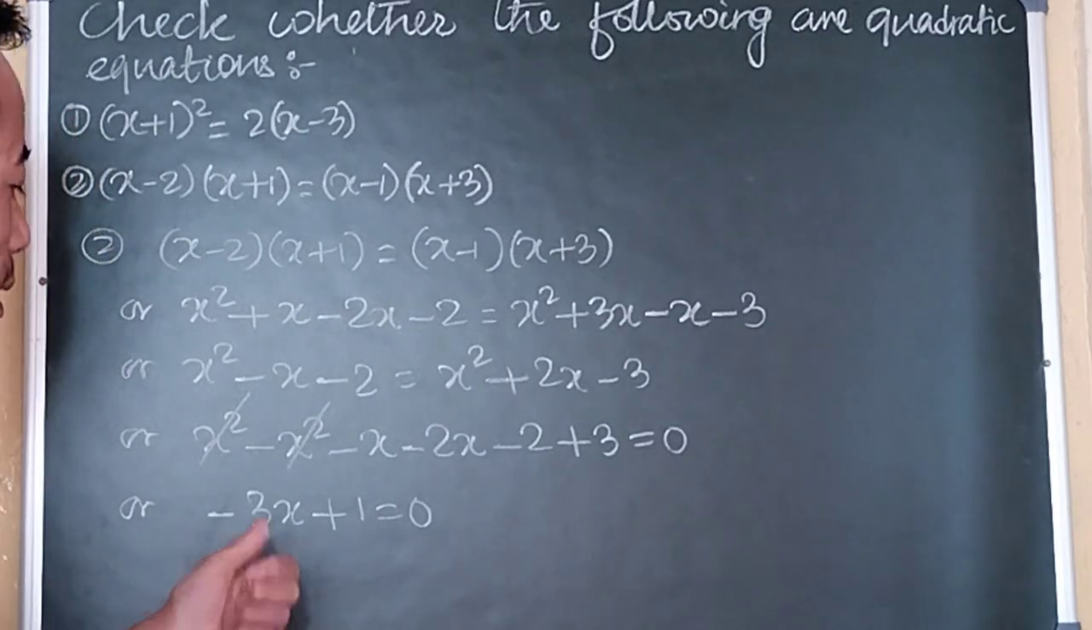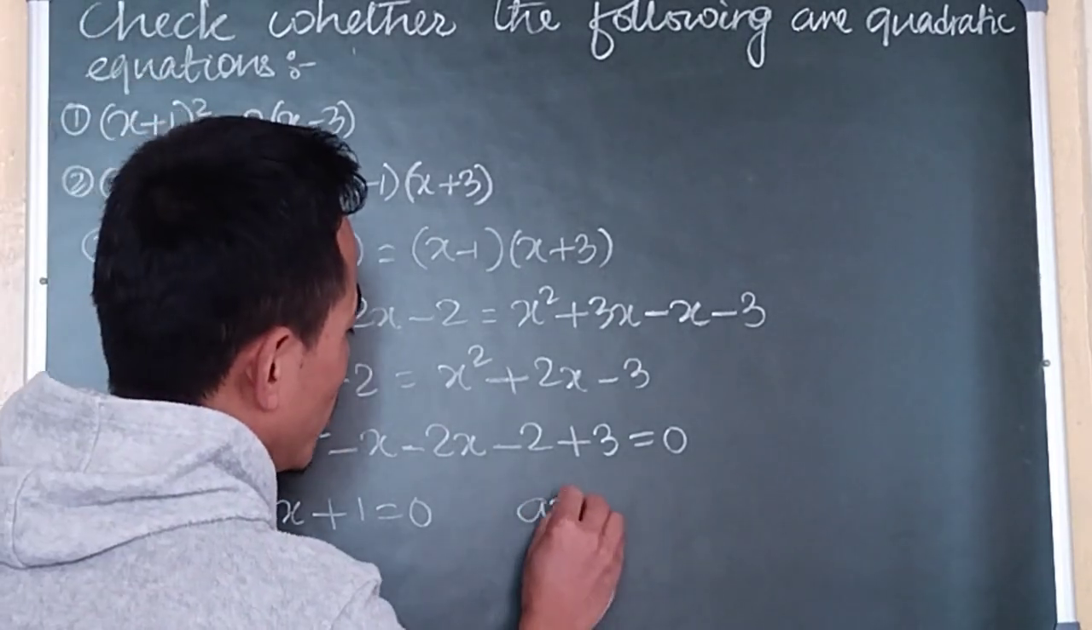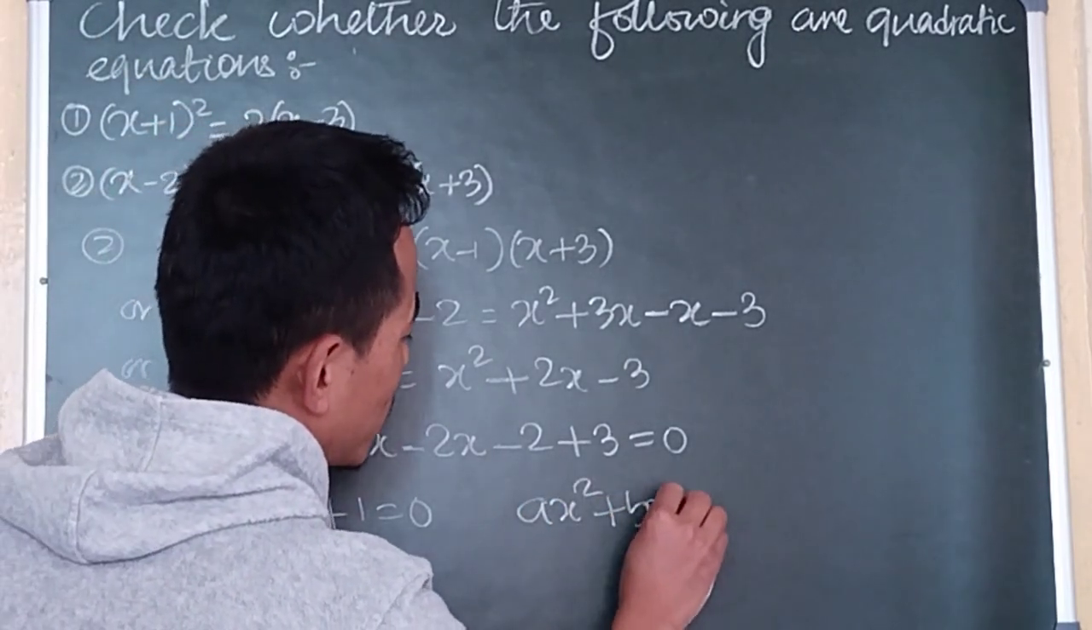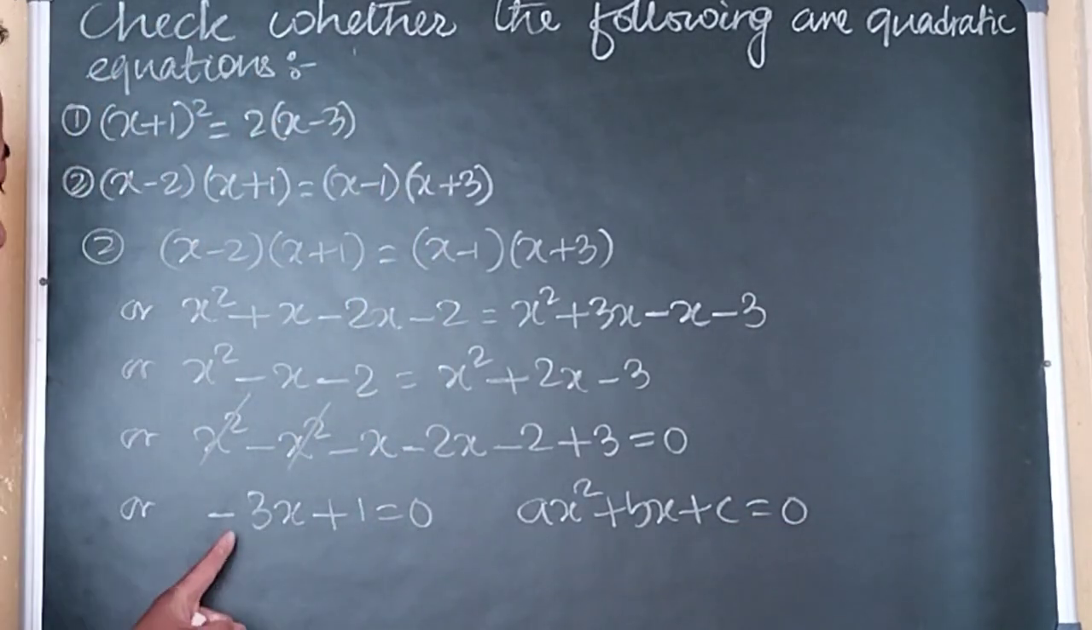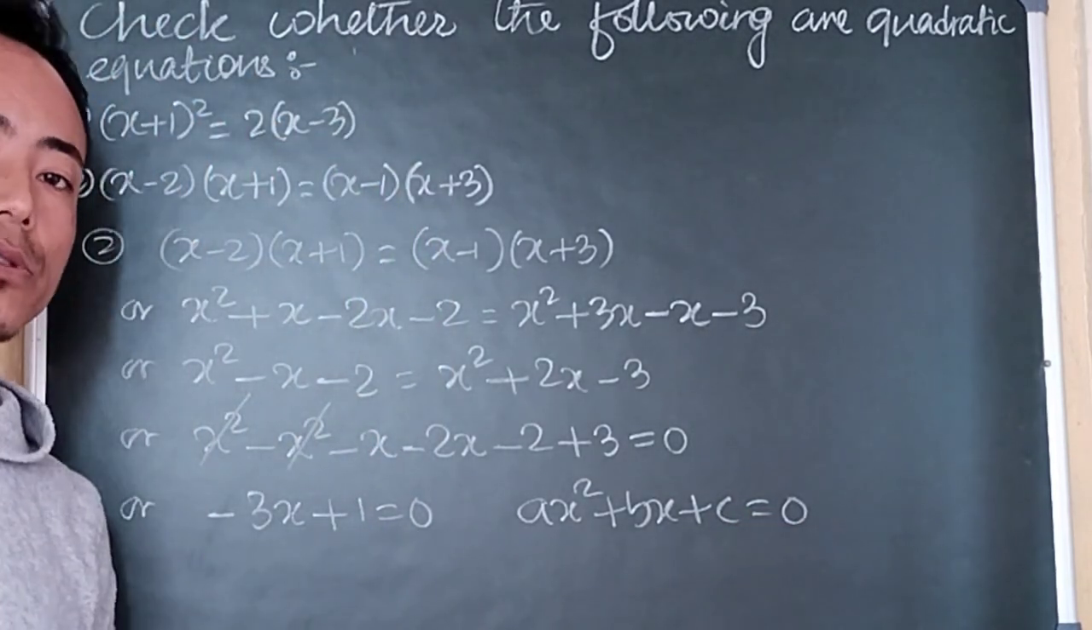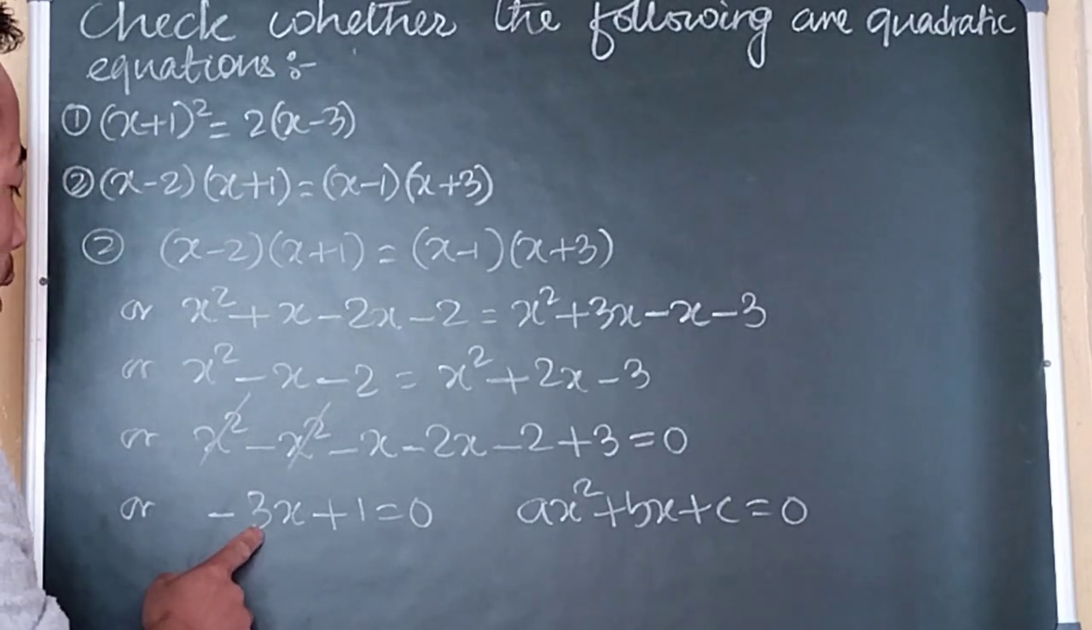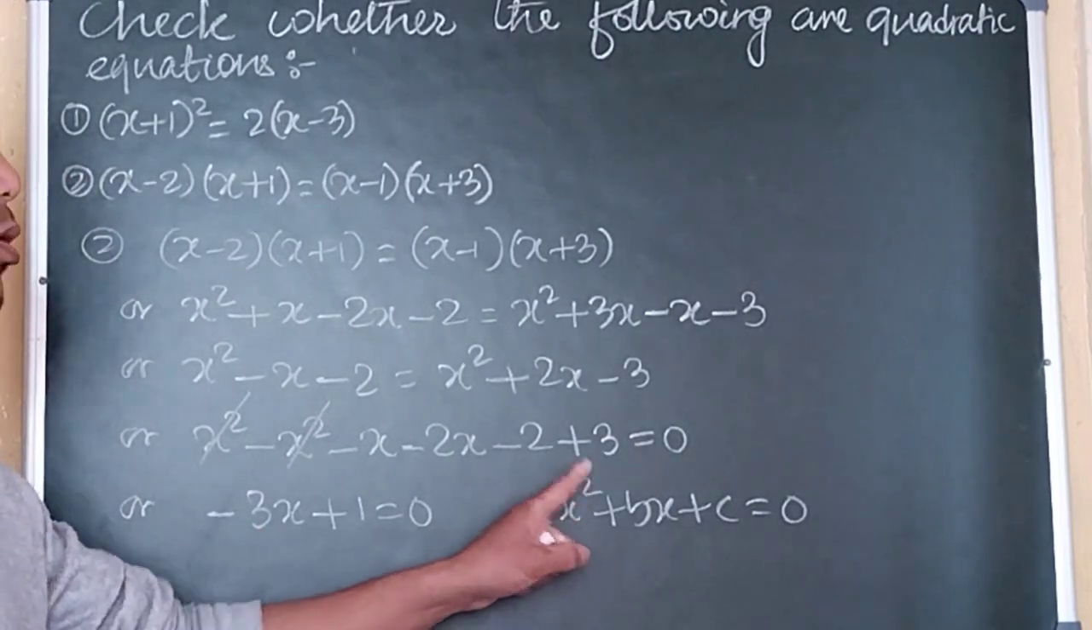Now if you look at this equation and compare it with ax squared plus bx plus c is equals to 0, then we will find that here the value of a is equals to 0. That's why we don't have any term with power 2.